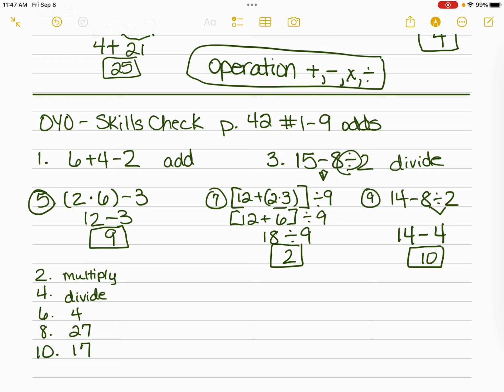Okay, if you didn't do those, that's okay. If you say, hey, I got this, I understand how to do it, then you can just start on your assignment for the day. But that's going to be it for order of operations and chapter 2, which we will be getting into some more algebra later on.